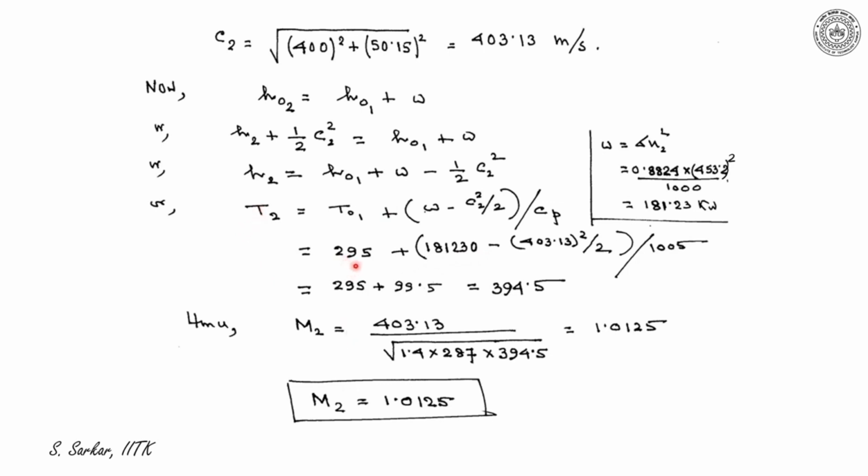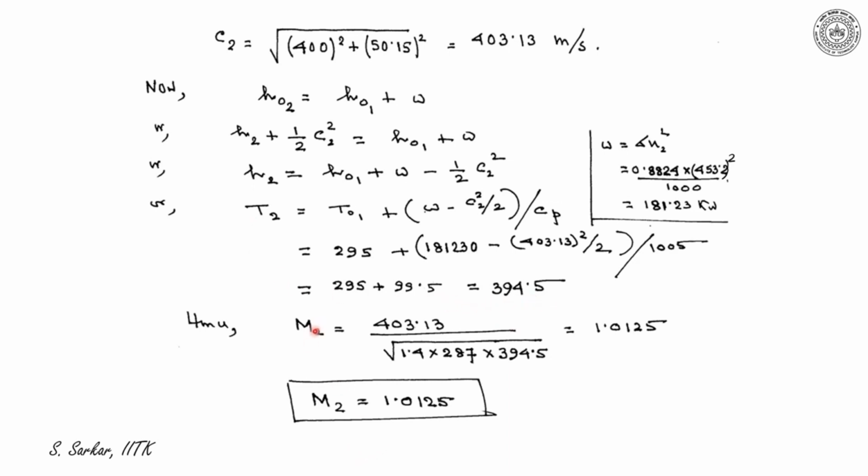Now after evaluating small w, you put all the values here. So T01 is 295, small w here is 181230, minus C2, which is 403.13 square, divided by 2, divided by 1005. So this is 295 plus 99.5, and it would be 394.5. Thus, the exit temperature I have evaluated as 394.5.